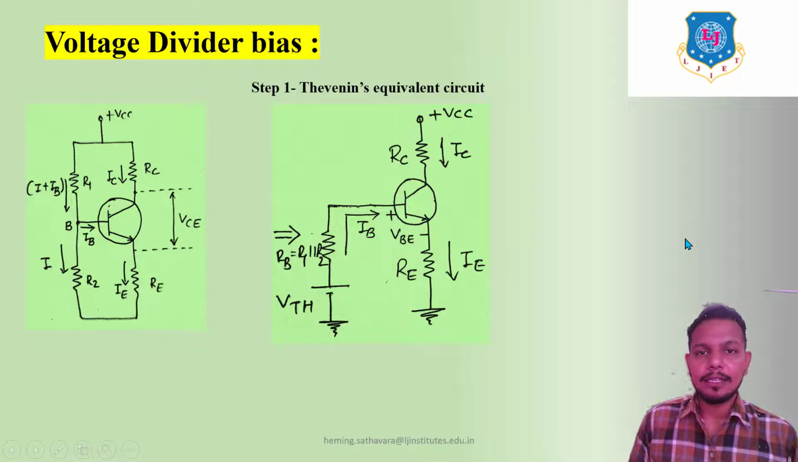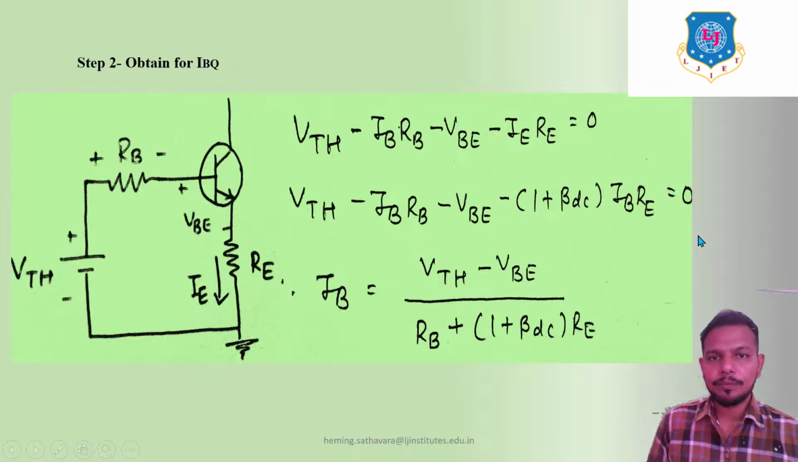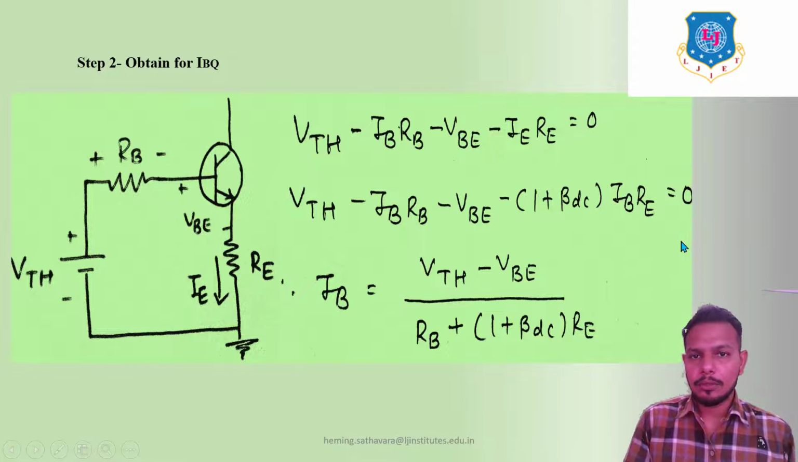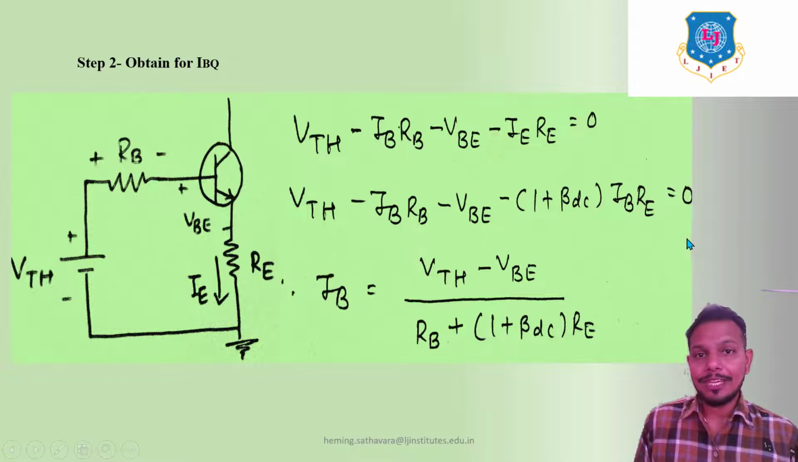That's why here we can see VTH. VTH means Thevenin's voltage, right? So this is your final and main circuit diagram for voltage divider bias. We have to just change the base terminal. Instead of R1 and R2 we put RB, one resistance which is known as base resistance, and one battery connection which is known as Thevenin's voltage. Now step number 2, this is obtained for IBQ, where we can find IBQ at the input side.